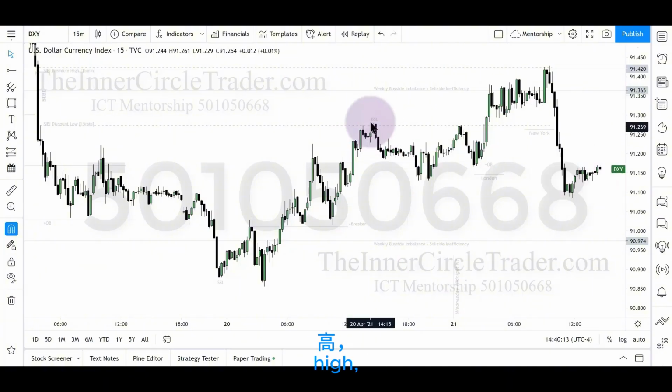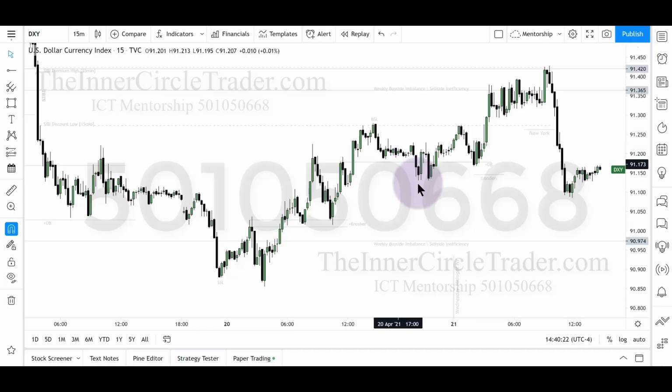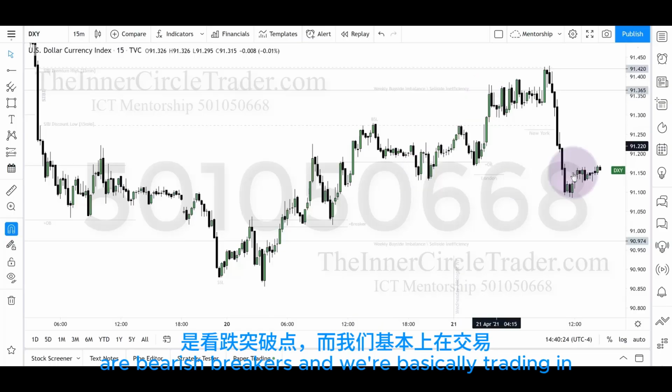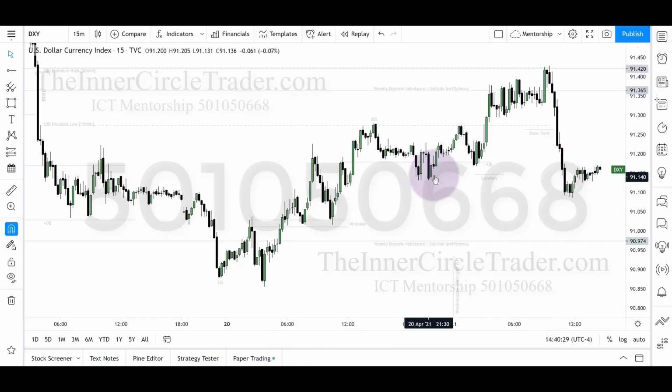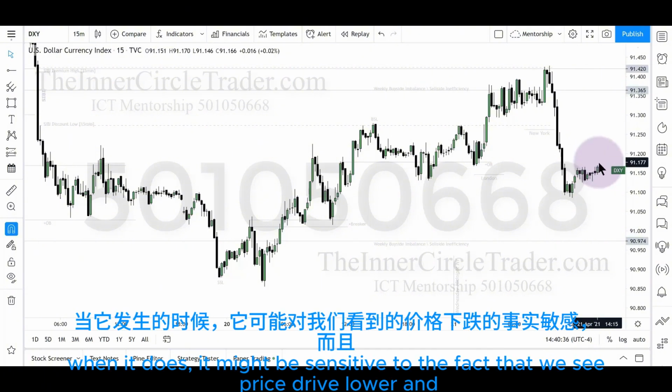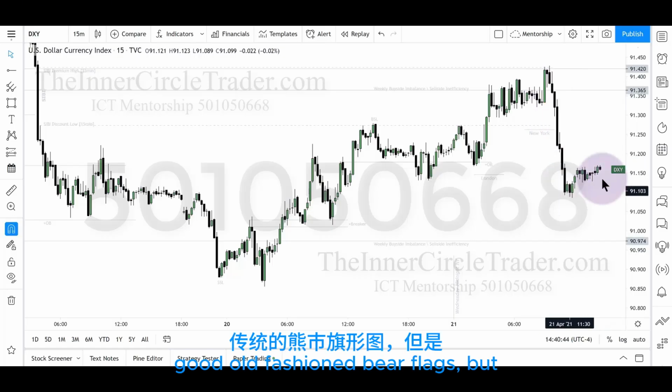And again, high, low, high, and high, low, higher high. So both of these here are bearish breakers, and we're basically trading in close proximity to, well, this one obviously, but this one here we're real close to it. Didn't quite get to it yet, in my opinion, but when it does, it might be sensitive to the effect that we see price drive lower. And maybe this is in fact one of those real good old-fashioned bear flags.